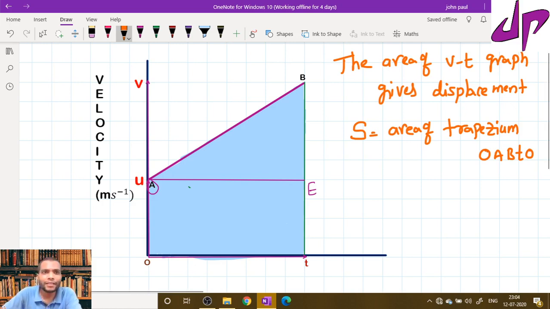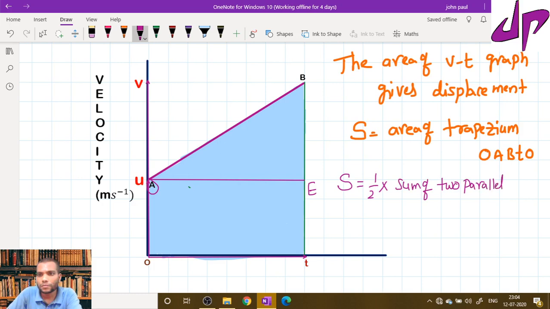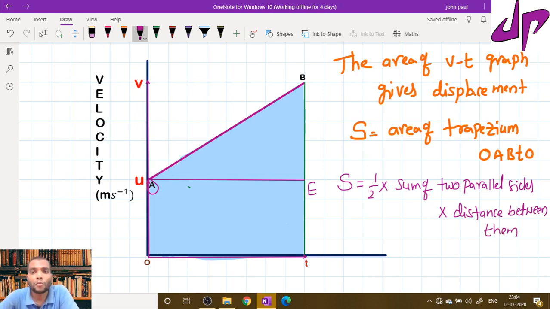So here we can write the trapezium area formula. S equal to displacement, the trapezium formula: half times the sum of two parallel sides times the height, or distance between them. So this is the trapezium formula.